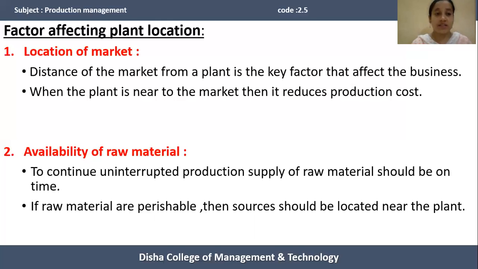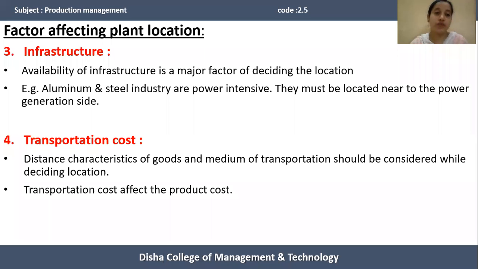Next, the next factor the industrialist should consider while deciding the location of the plant is infrastructure. Infrastructure also plays a vital role while deciding the location of a plant. Availability of infrastructure is a major factor. If a particular place is infrastructurally developed, then if the industrialists set up in that place, they are able to get various facilities easily.